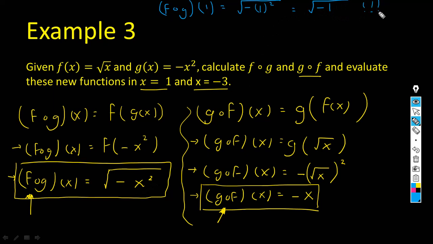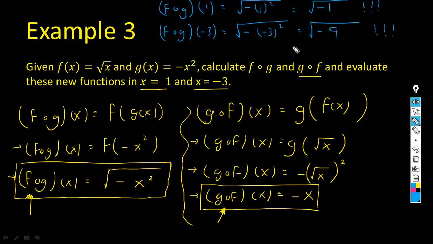We cannot evaluate this function in 1 because of this, right? Now let's try to evaluate in minus 3. F of g of minus 3 is equal to the square root of the negative of minus 3 to the square. How much is this? It's 9. And again, we have a crash.